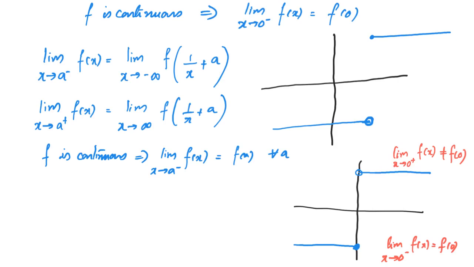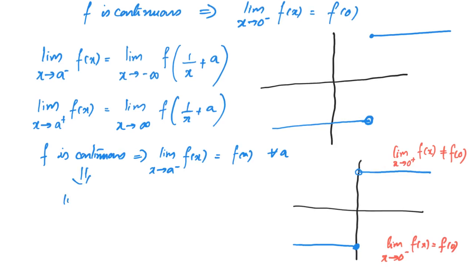So it is not enough that limit x tends to a from the left of f of x equal to f of a. It is also important that limit x tends to a from the right of f of x is equal to f of a for all a.